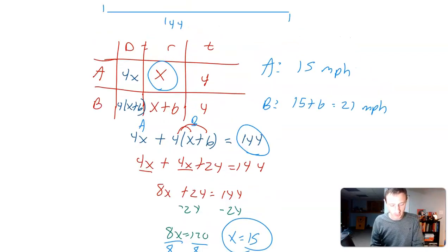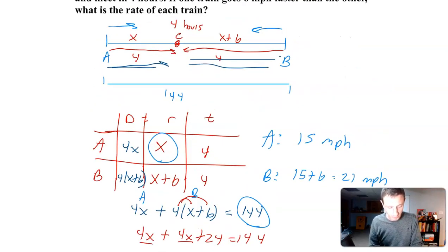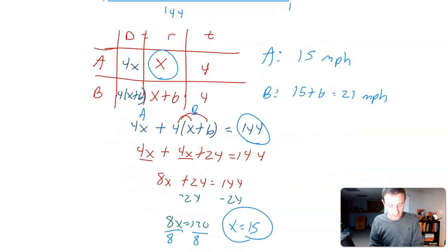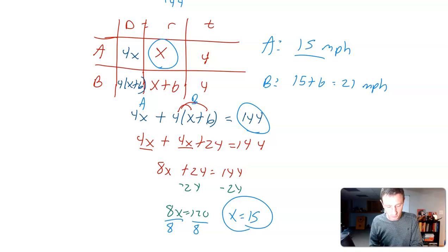And then at the end, make sure you're actually answering the question: what is the rate of each train? x is equal to 15, so train A went 15. Train B went 15 plus 6, which is 21. So, yeah, kind of a tough question.